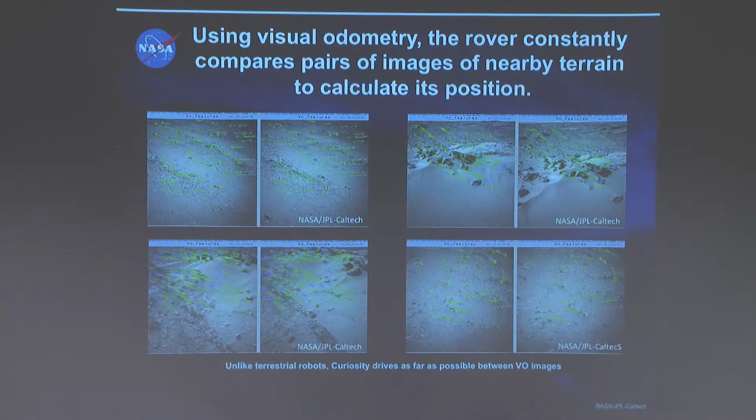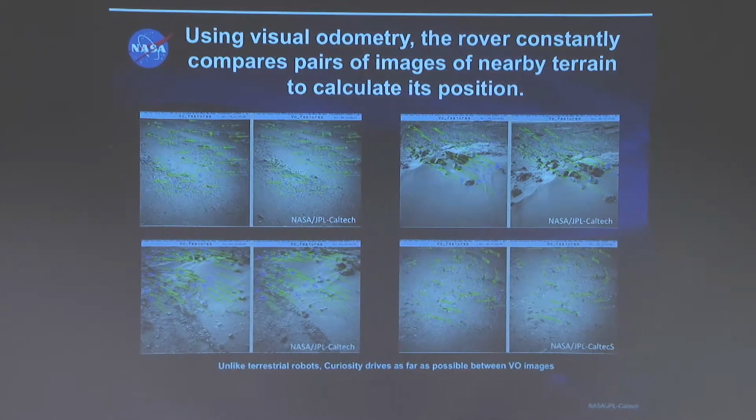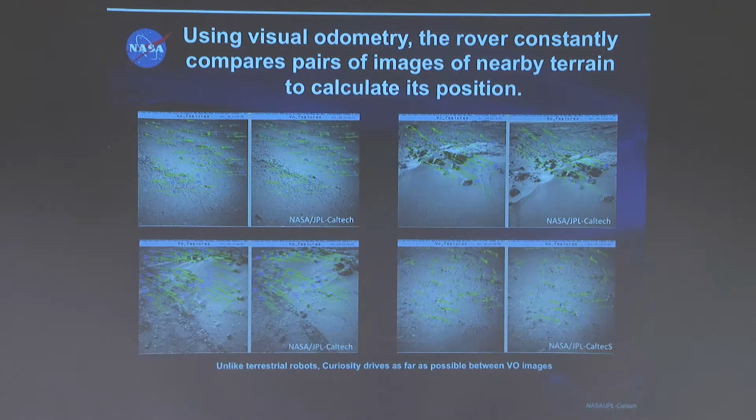These are the HazCam pictures. After each drive, the rover takes these pictures and compares them with the previous frames. By processing these frames, it can tell how much it exactly moved. And this tells if the rover slipped or not. This is very necessary if you want to drive very long distances. Right now, the maximum distance that they can traverse in one single Martian day is about 150 to 200 meters.